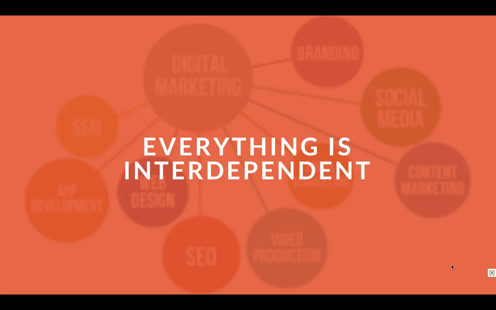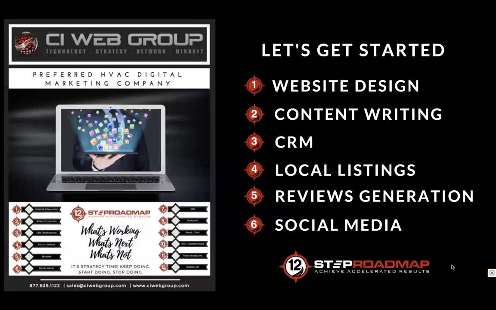That's a big term today. Everything is interdependent. Essentially, that means when you do the right things in the wrong order, you're going to get negative results. So we're going to get started on the 12-step roadmap. I'm going to give you a brief overview, and we'll touch on each one of these things with just a little piece of information, give you some examples.